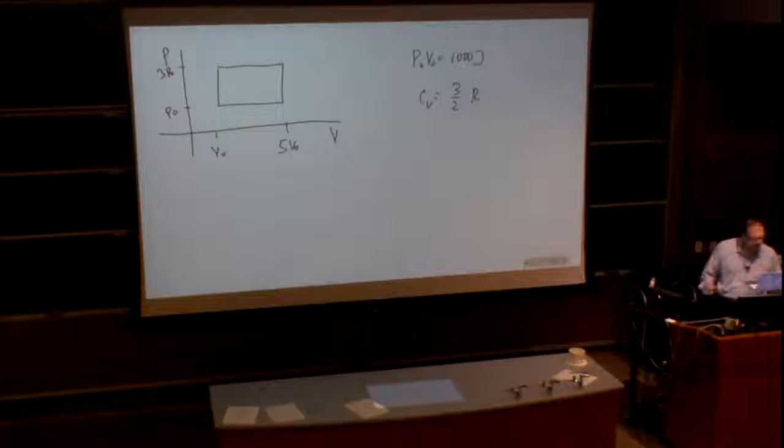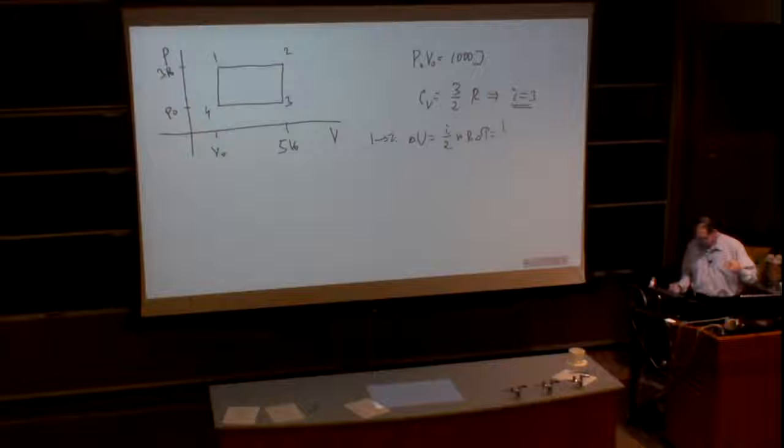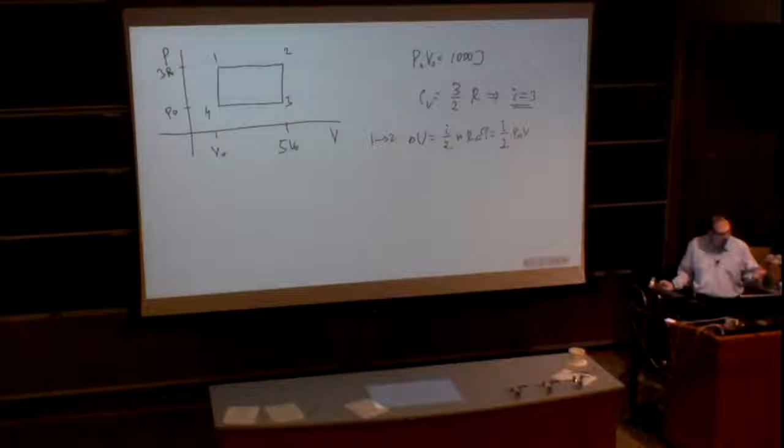So, the change of internal energy for each stage of the cycle. Column 1, 2, 3, 4. So 1, 2, for example. Hence, I equals 3. And delta U will be equal to I over 2 N R delta T. But in this situation, because pressure remains constant, I over 2 P delta V. Questions about this? Because if you see this, that's it. That's your first calculation. That's going to be 3/2, 3 P naught. That's how they call it.